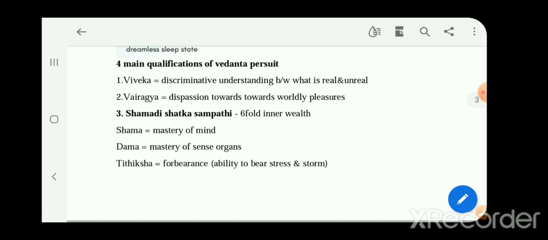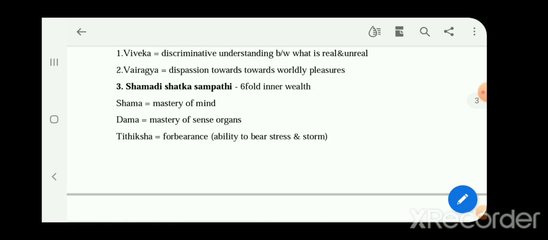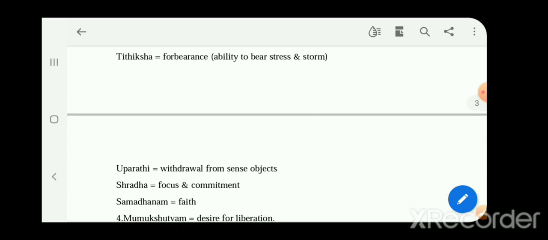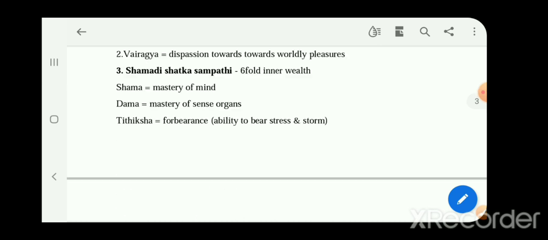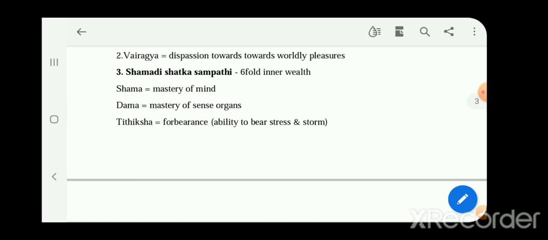And the third qualification is Shamadi Shatka Sampatti. It is a sixfold inner wealth. Those six are Shama, Dama, Titiksha, Uparati, Shraddha, and Samadhanam. We'll see one by one.